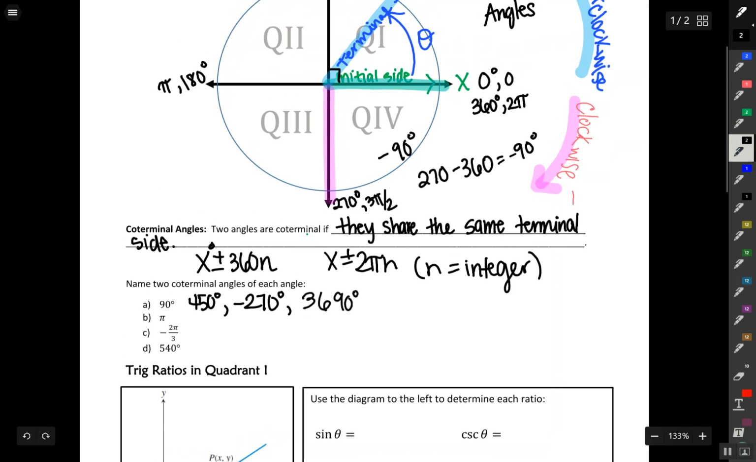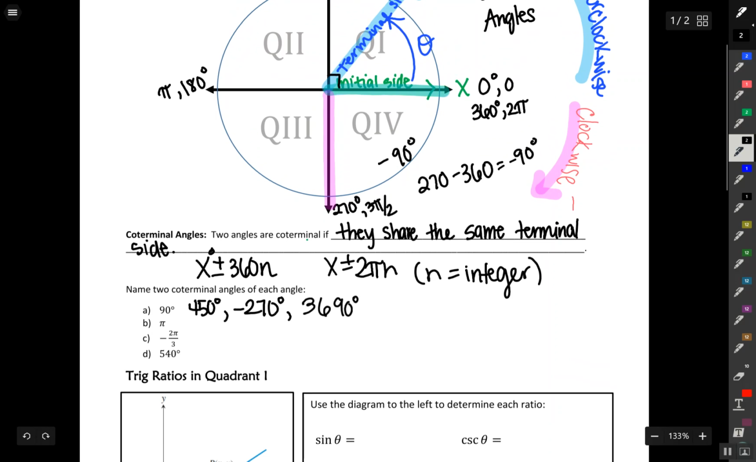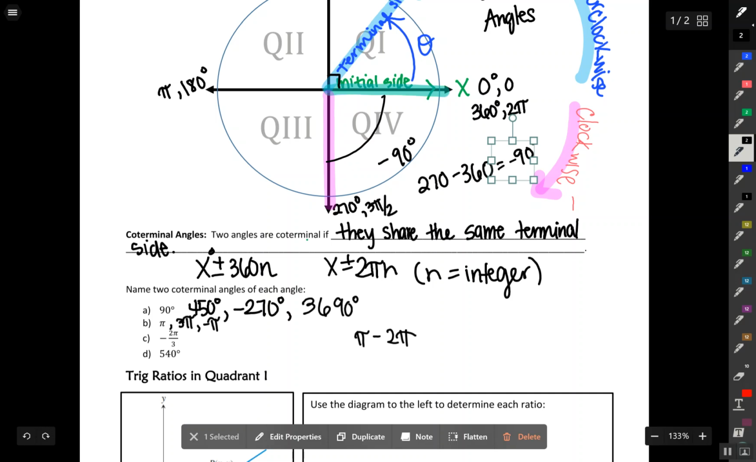Okay. Pi. So let's do it in radians. So pi, you can add on 2 pi and get 3 pi. Or let's say you subtract 2 pi. So you could do pi minus 2 pi. That would give you negative pi. So negative pi would be negative 180.